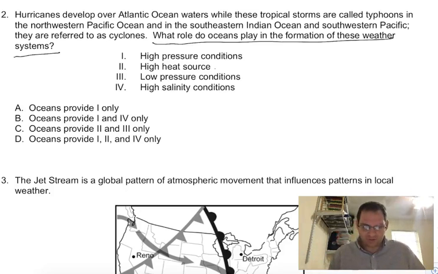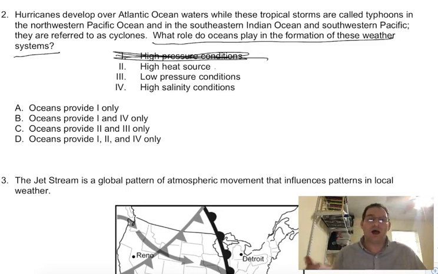So high pressure systems. See, hurricanes don't like high pressure because high pressure is high. It's hot, happy weather. Hurricanes do like hot, but they don't like happy, clear skies. They need to be raining outside. So high pressure systems is not right. High heat source. So they need warm oceans. We know that. Warm is hot. So that is good.